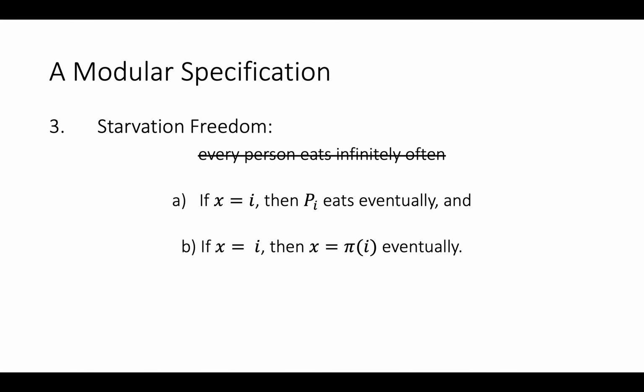i eventually. The specification here expresses that the shared variable can be treated like a token, which goes around the diners, and every diner who gets a token eats eventually. Therefore, the specification is a modular and stronger formulation of starvation freedom. From this high-level specification, we want to synthesize a protocol.